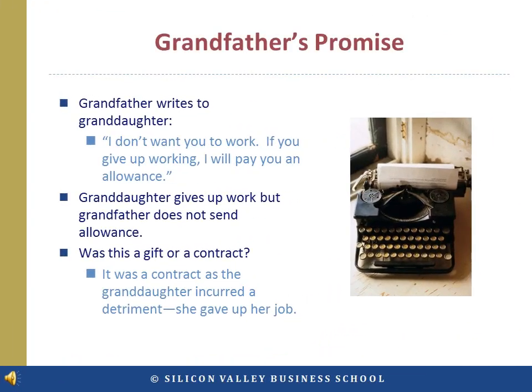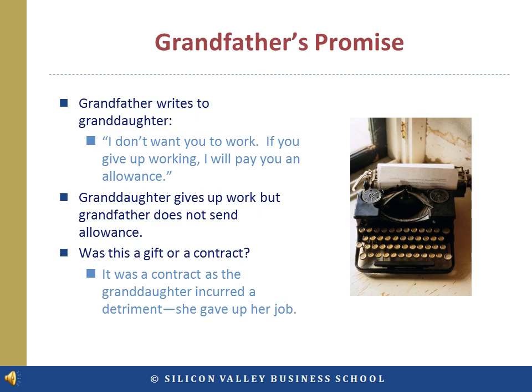A famous old fact pattern sums up well the detriment aspect of consideration. Grandfather writes to granddaughter, "I don't want you to work. If you give up working, I will pay you an allowance." Granddaughter gives up work, but grandfather fails to provide the allowance. Was this a gift or a contract? Was grandfather's promise supported by consideration?